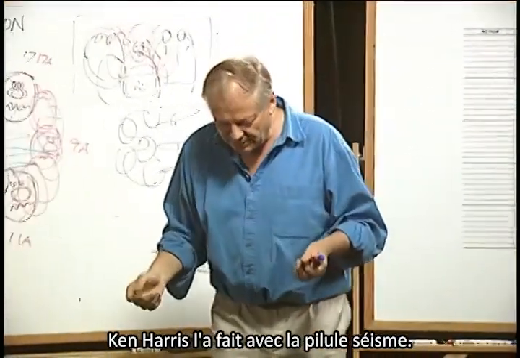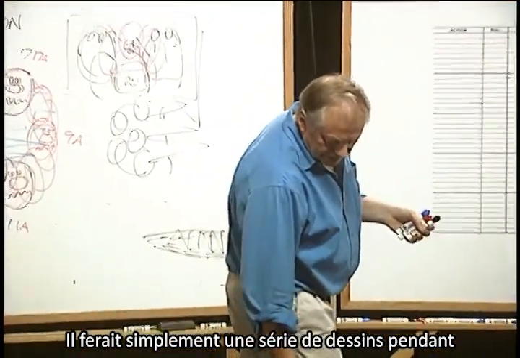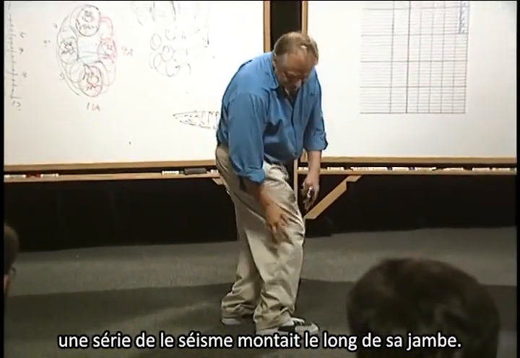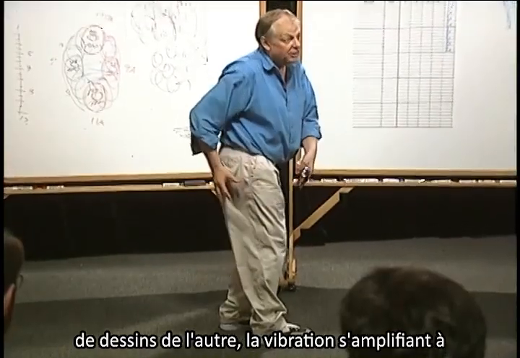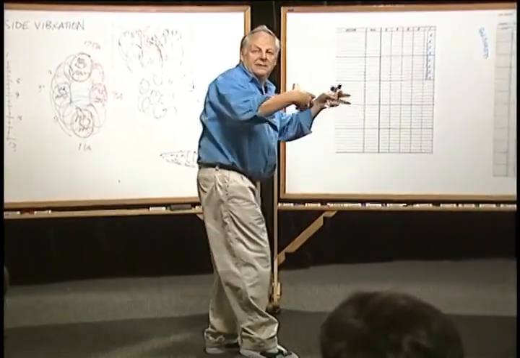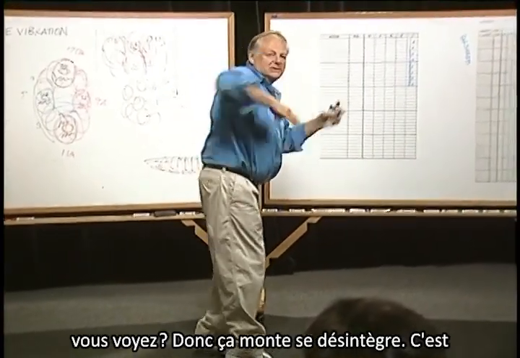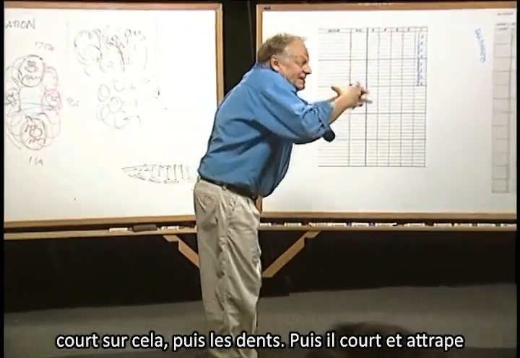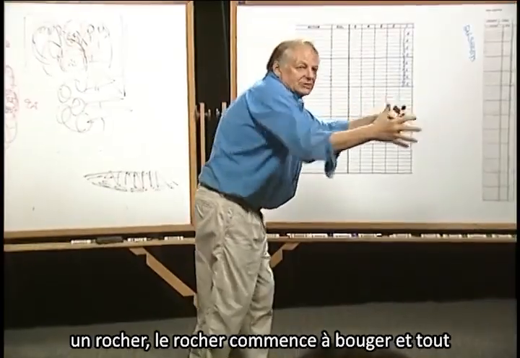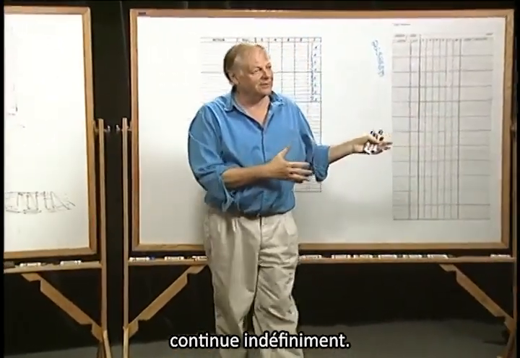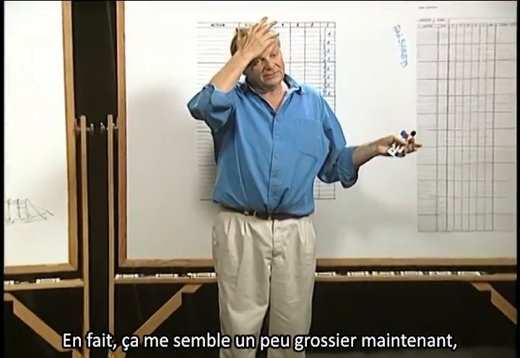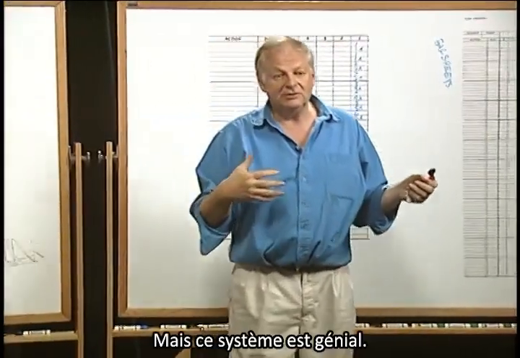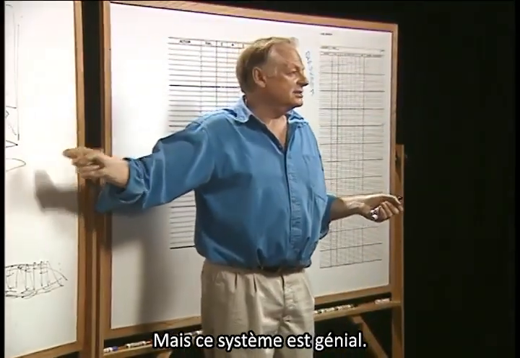Ken Harris did it with the earthquake pill. He'd do a series of drawings as the earthquake went up his leg, a series of drawings up this side and a series of drawings there, with the vibration getting worse as it worked its way up his back, and then the whole thing's flying apart. It's a side to side, see? So it's going up the tail, up the back, and then the teeth, and then he runs over and grabs a rock, and the rock starts to go, and the whole thing went on and on. Actually, it looks a little crude to me now, but it's still a masterpiece.